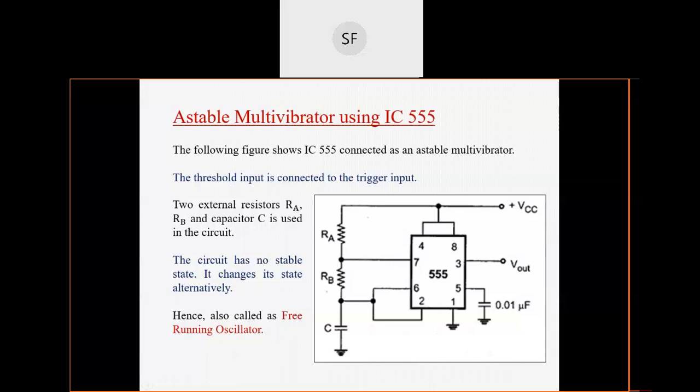Okay. So now we have understood the circuit diagram, and the output also we have understood, that it will be a rectangular wave. Now we will see how exactly this rectangular wave we are obtaining at the output. So now we will discuss the working of astable multivibrator using IC555.